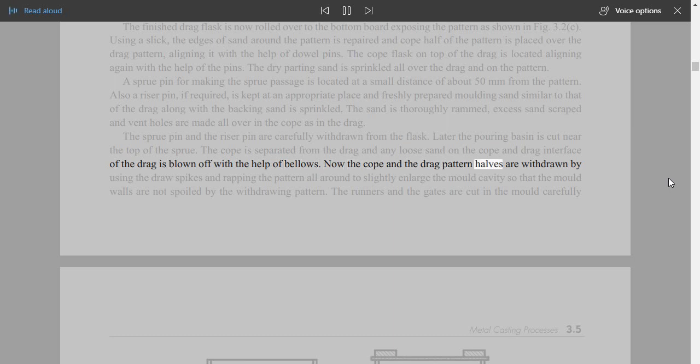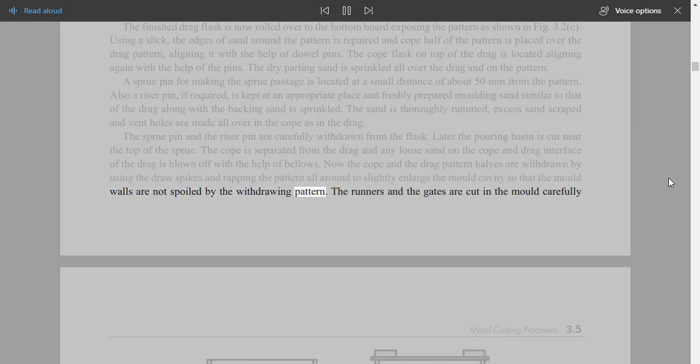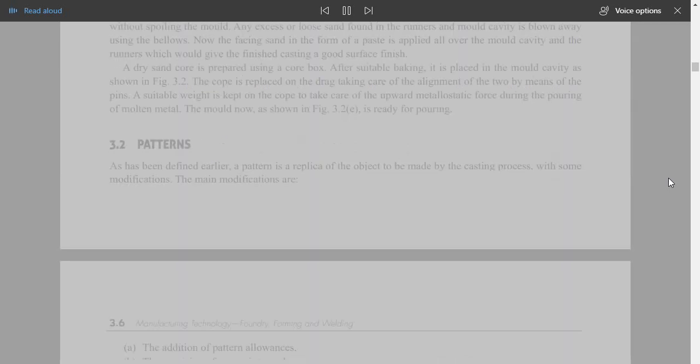Now the cope and the drag pattern halves are withdrawn by using the draw spikes and rapping the pattern all around to slightly enlarge the mold cavity so that the mold walls are not spoiled by the withdrawing pattern. The runners and the gates are cut in the mold carefully without spoiling the mold. Any excess or loose sand found in the runners and mold cavity is blown away using the bellows.